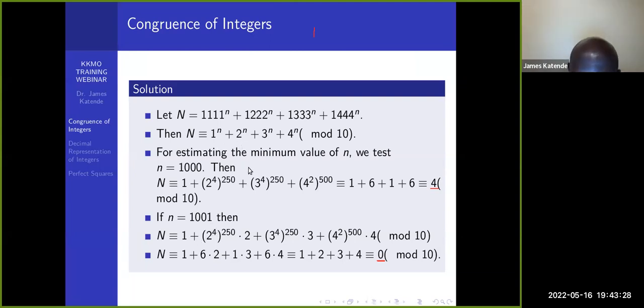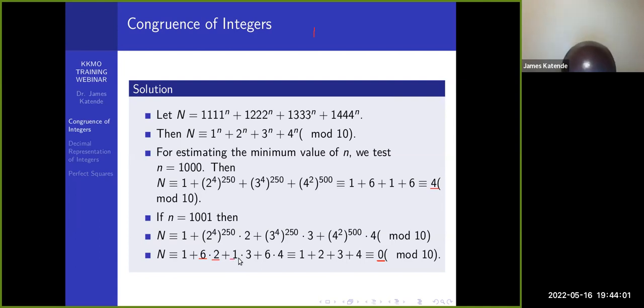This one was raised to 1,000, and the remainder was 6, right? So the remainder was 6. And then to make it 1,001, you just need to multiply by 2 again to make this power 1,001. So you can multiply this by 2, right? We're using the properties of congruences. I don't know if I need to go back to them. I hope it makes sense.